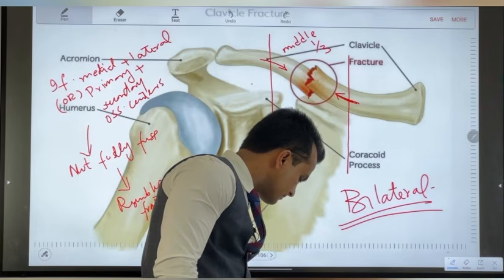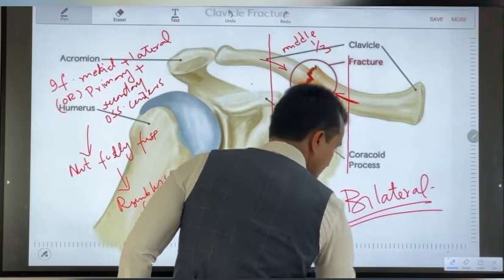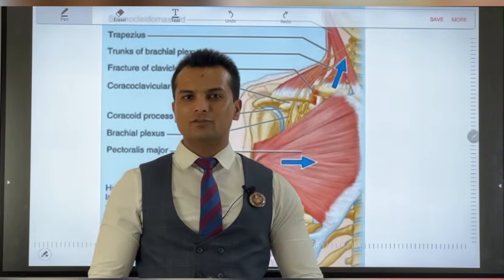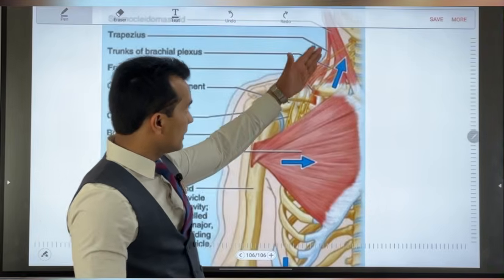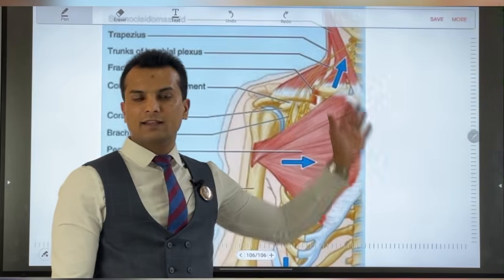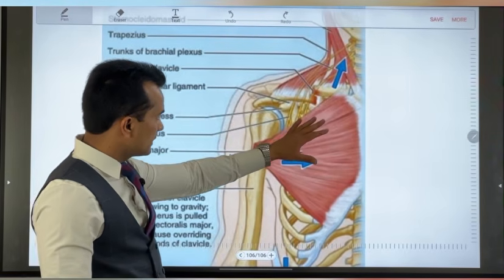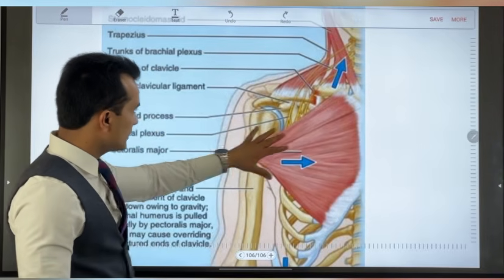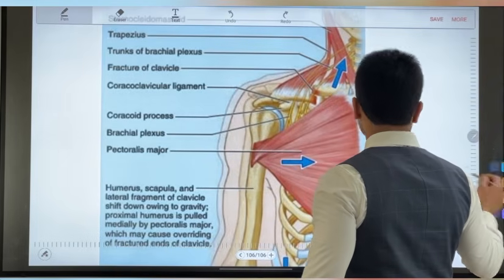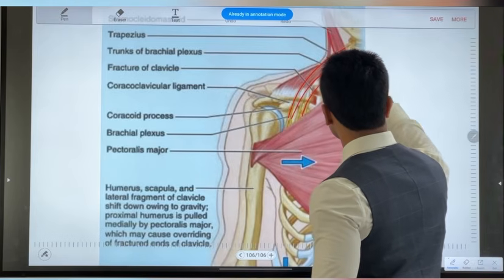Next, another very important structure. Here you can see the attachment of the muscles to the clavicle. Basically, the important muscle which attaches to the medial end of the clavicle is the sternocleidomastoid muscle, and here on the anterior side you can see the attachment of the pectoralis major muscle also. Here you can see the roots of the brachial plexus. This is your sternocleidomastoid muscle.